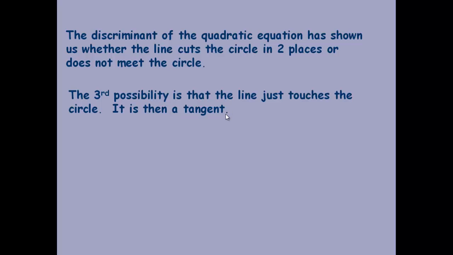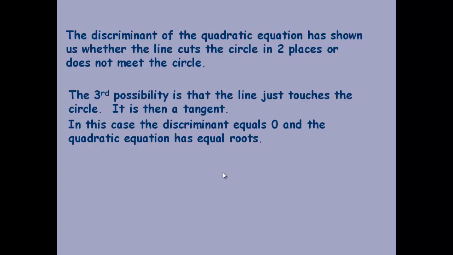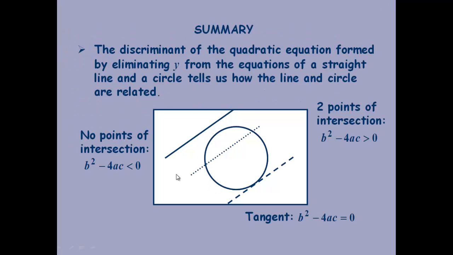So there is a third possibility with the discriminant. We've looked at what happens when it's greater than 0. We've looked at what happens when it's less than 0. If the discriminant is equal to 0, then the lines are tangent to the curve. It means it has equal or repeated roots. Again, like our quadratic curves and our straight lines we looked at previously.